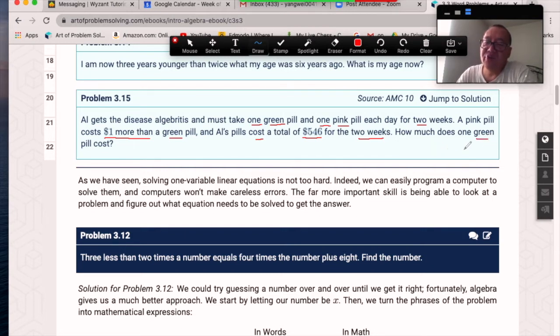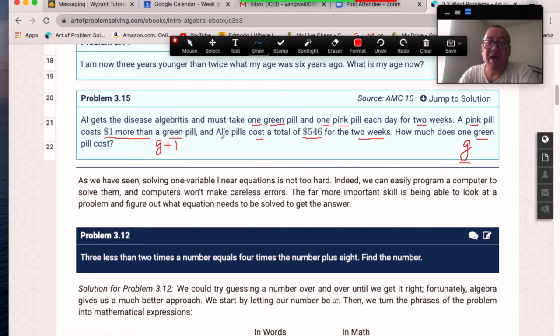So here you can set one green pill cost, that's $G. Let's use this to help us memorize it, for each green pill. Then you can get a pink pill. Each pink pill will cost how much? That will be G plus 1. Suppose each green pill costs $G, then each pink pill costs $1 more than a green pill. So that means a pink pill costs G plus $1.